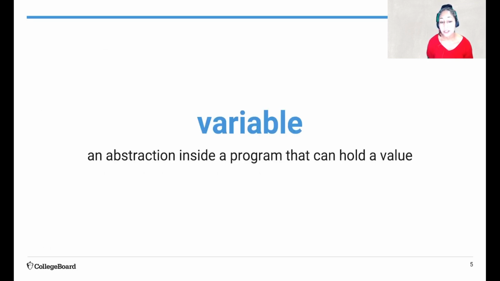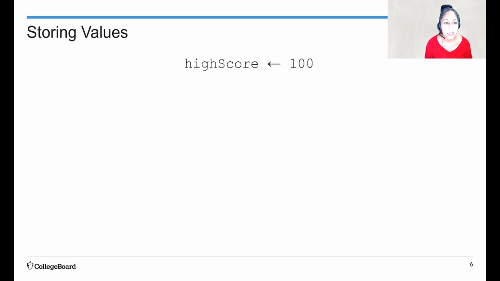So just to recap, a variable is an abstraction that is inside of a program that can hold a value. In the previous video, I demonstrated this using boxes. Those boxes were abstractions that held values, just like our variables do. So how do I actually store values in our variable?